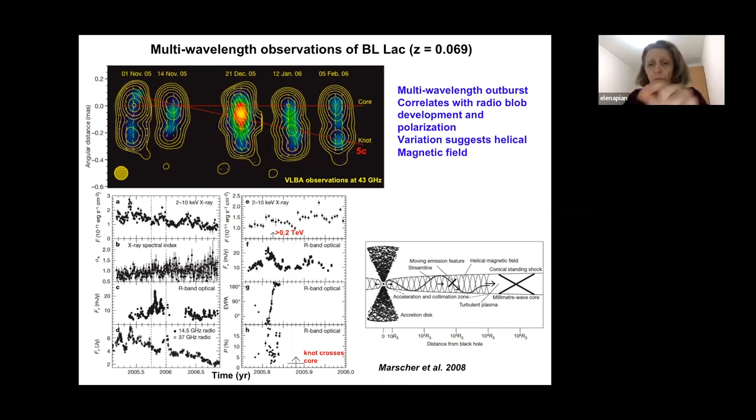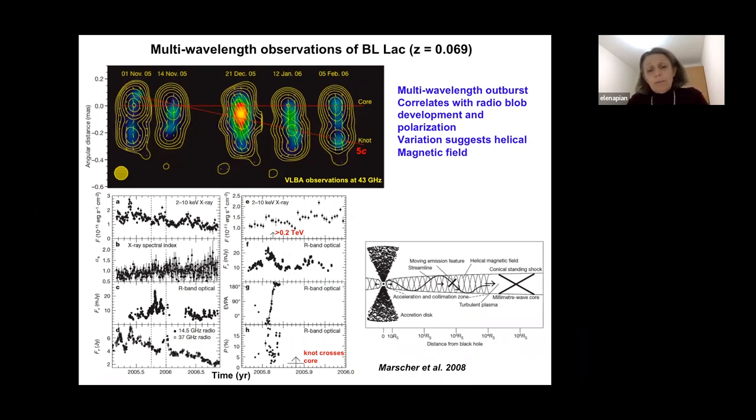And then you see the development with time of different radio components. In the bottom, you see the results of a multi-wavelength campaign that followed the behavior of this source at simultaneous epochs, between the beginning of 2005 and the end of 2006. And you see the X-ray light curve, the X-ray spectral index, the optical light curve, and the radio.